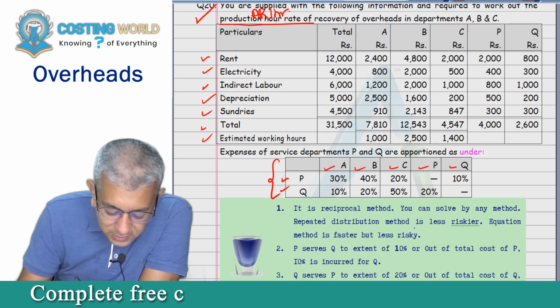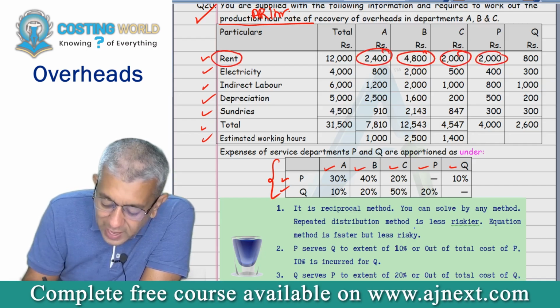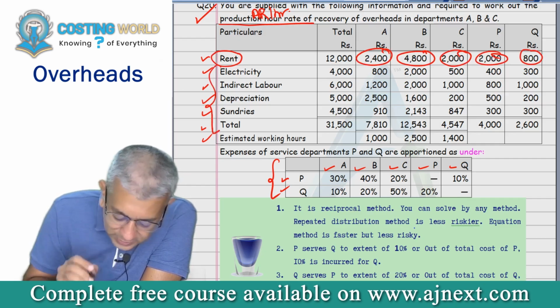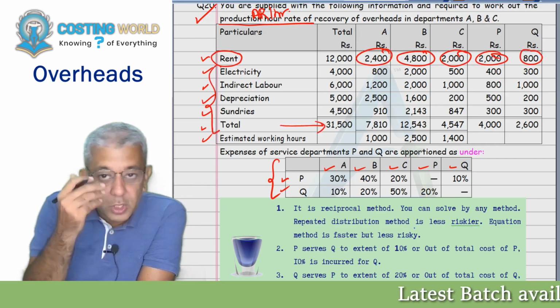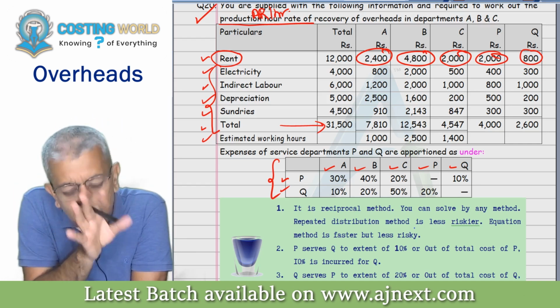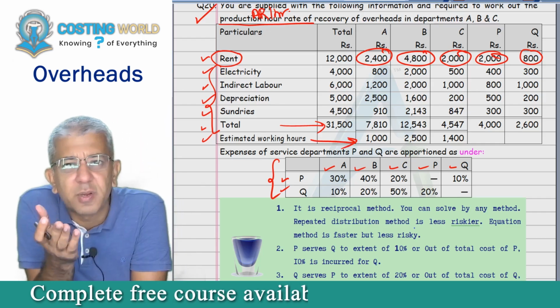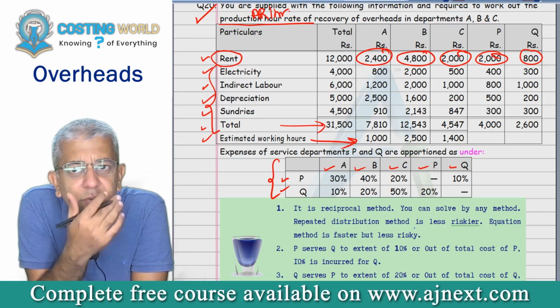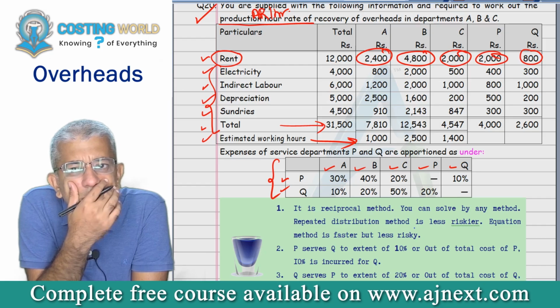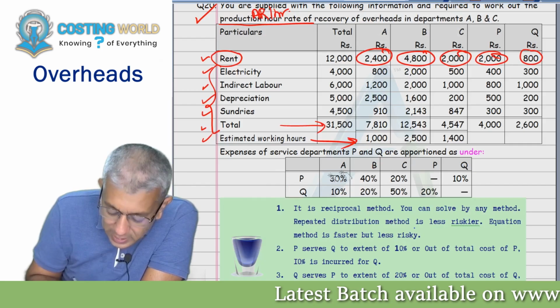But before that, listen. Rent, its division is already there. Okay, we already have the bifurcation. Same way for all these expenses. They have given you the totals also. So allocation is done, apportionment is done. You just worry about reapportionment part. Estimated working hours are also there. Obviously, I think estimated working hours will be kind of your BLN over here. Okay.